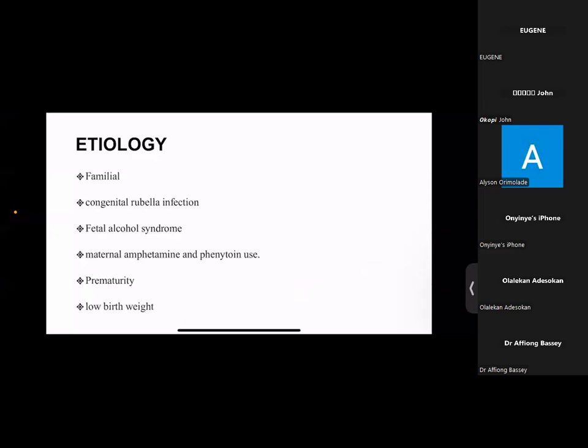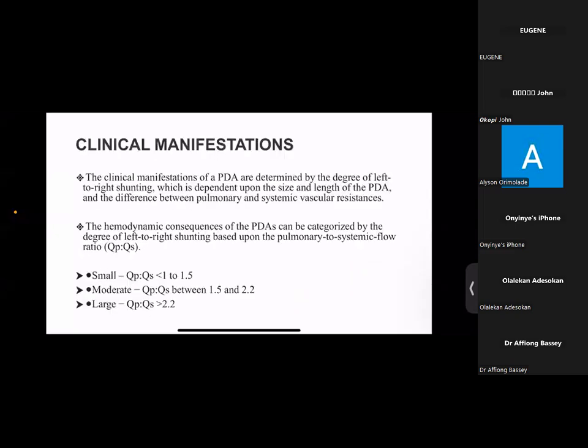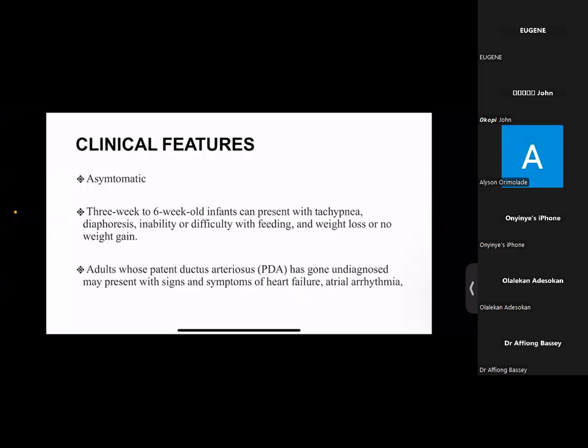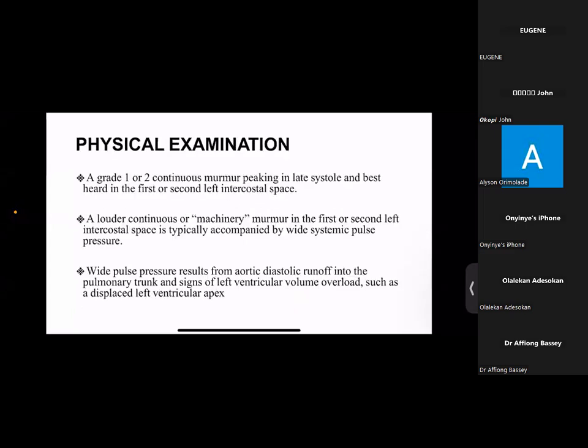These are the etiology and clinical manifestations. You can determine whether it's small, moderate, or large from the Qp:Qs. Patients can be asymptomatic, but adults with persistent PDA can go undiagnosed and only present when there is volume overload, resulting in symptoms of heart failure or atrial arrhythmia.